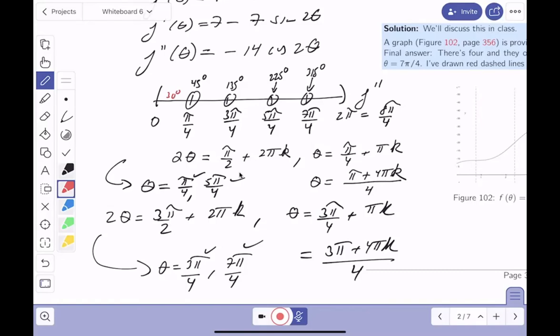Between 45 and 135 degrees, I would say 90 degrees for me. It's easy. Between 135 and 225, say 180. Between 225 and 315, I would say 270. I'm picking numbers that I find easy to deal with. And between 315 and 360, which is 2 pi, I'm going to pick, I don't know, 330.